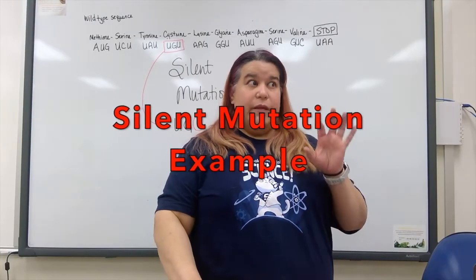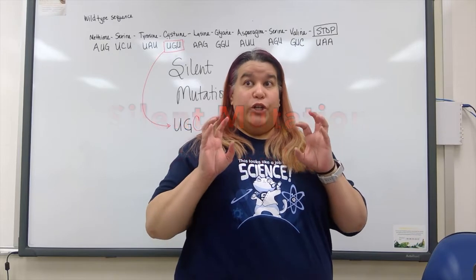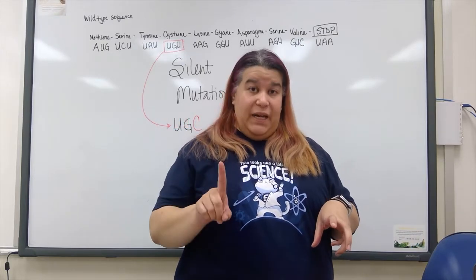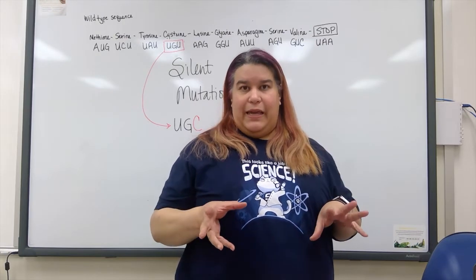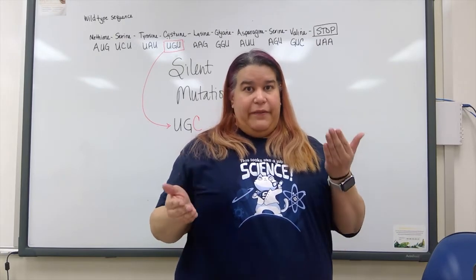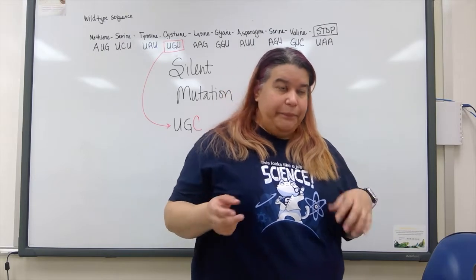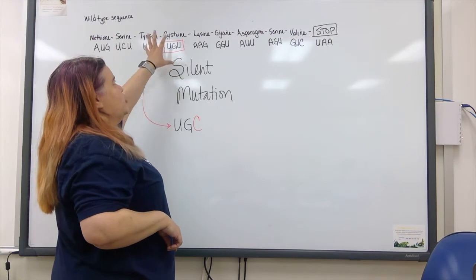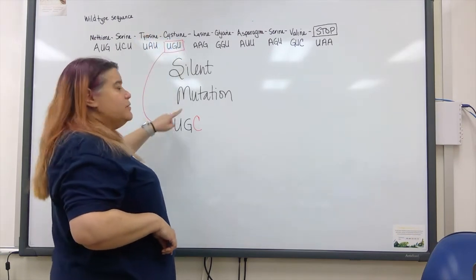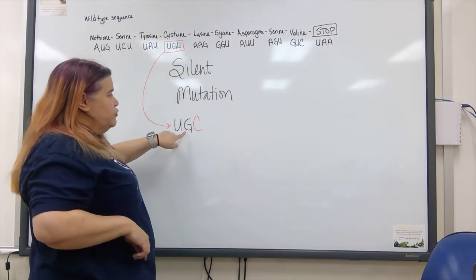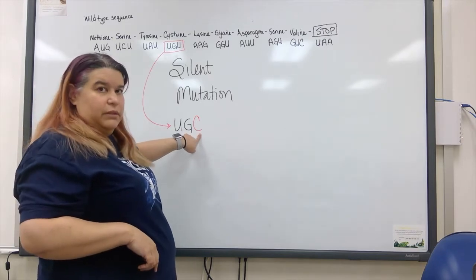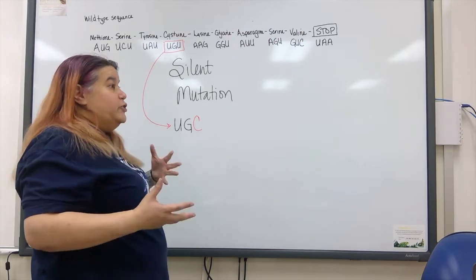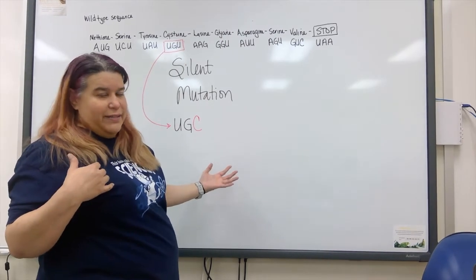Silent mutation. You are changing one of the nitrogenous bases, but it remains the same amino acid. That effect of wobble comes into play here. Cysteine, UGU in the original wild type sequence. If I change it to UGC, it's still cysteine. It's not changing the sequence of amino acids at all.